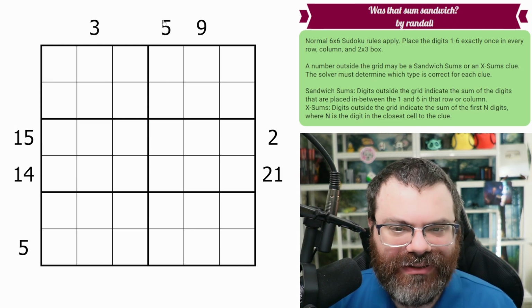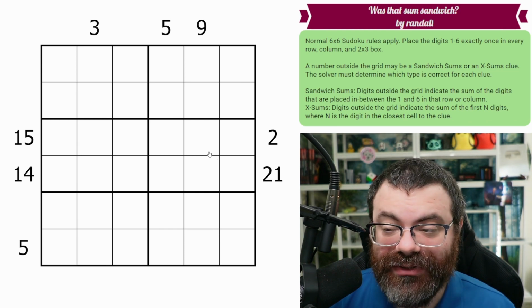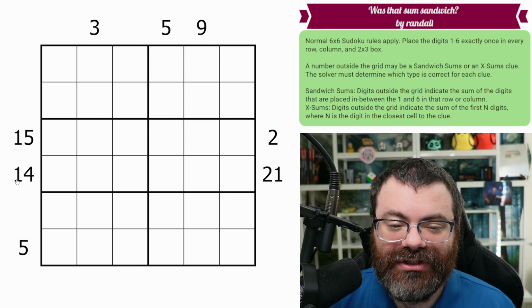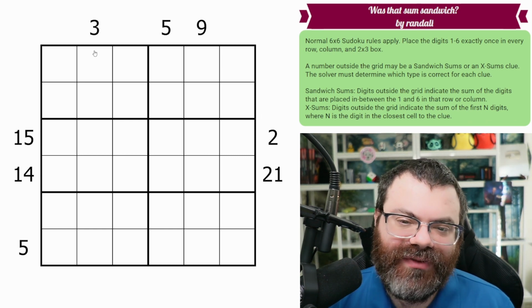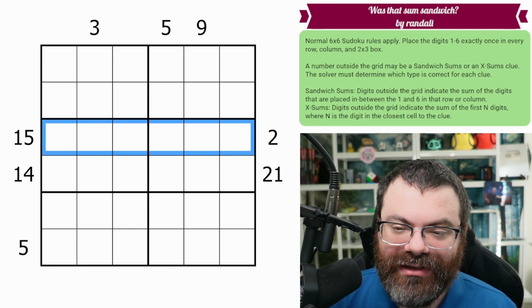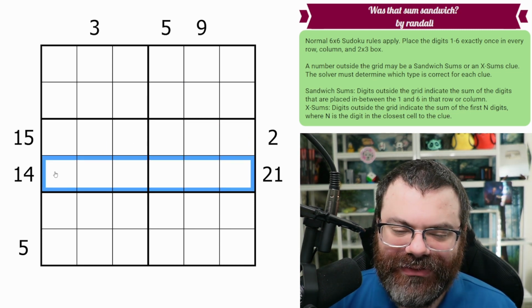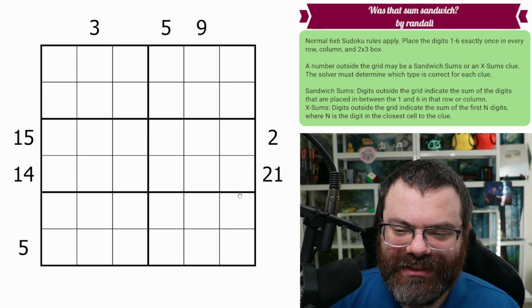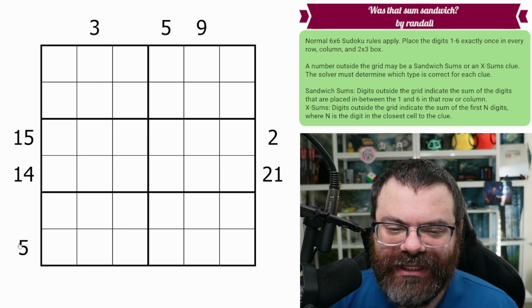We also have these clues outside the grid. Those are ambiguous clues. They are either sandwich sums or X-sum clues. And it's up to us to determine which one is which. So like this 3 could be a sandwich clue, whereas this 5 is an X-sum clue. Or these ones against each other, they could both be, well, they can't both be sandwich clues for reasons you'll understand. They could both be X-sum clues, or one could be sandwich, one could be X-sum. You don't know which. So for each individual clue, you're determining which one is which.